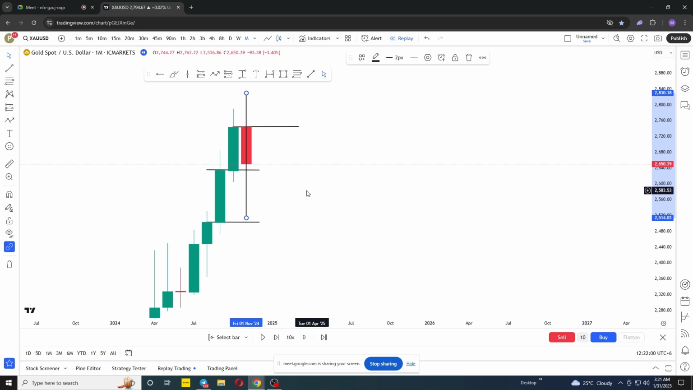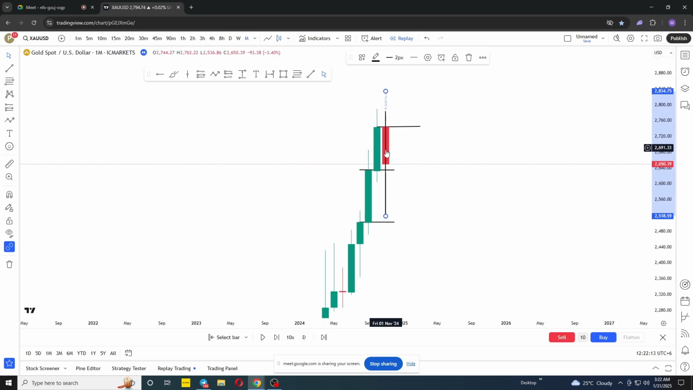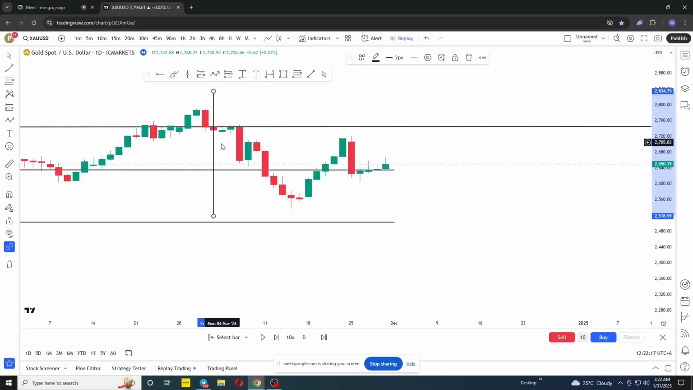Resistance rejection, support, sorry, support. So now where is the rejection? Look at this. This is the whole month, isn't it? The whole month is marked here. So when we go one or two time frames lower, what we see is the whole month marked.